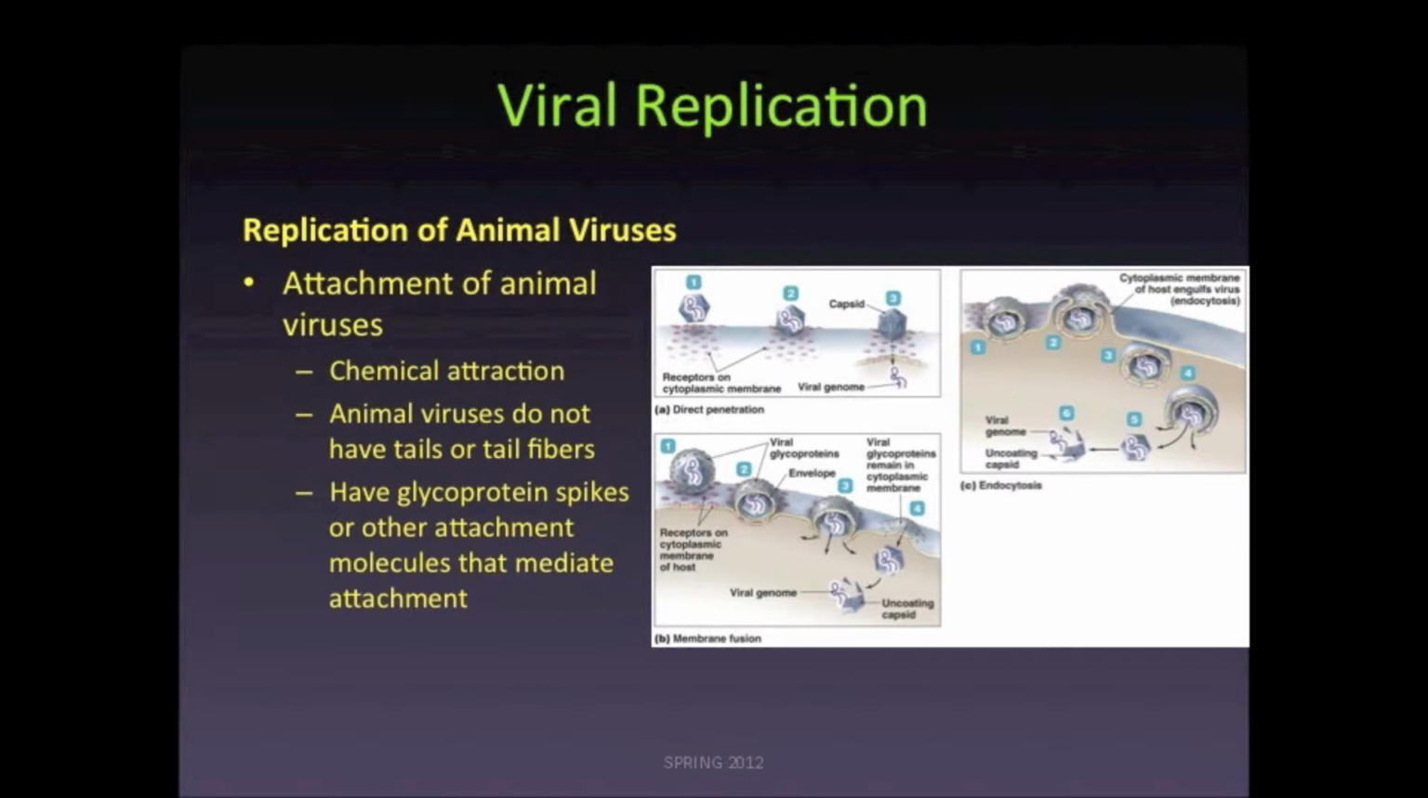Animal viruses are structurally different from bacteriophages in that they lack tails and tail fibers. Therefore, attachment requires an exact fit between proteins of the capsid or glycoproteins of the envelope of a virion with a receptor on the cell membrane of a host cell.